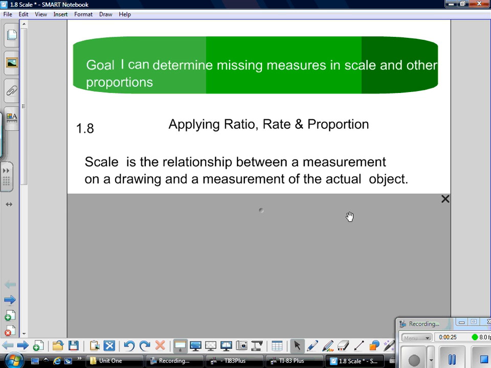So we see this in a lot of different ways. We see this when we're reading road maps. Also, we see this in drafting, and we see it in science as well. And the reason being, when we draw something, we often don't draw it to the actual size of the object. So we have to make some adjustments that way.